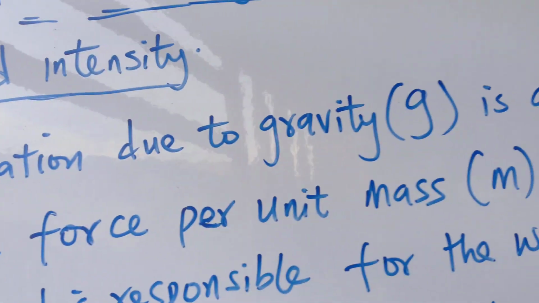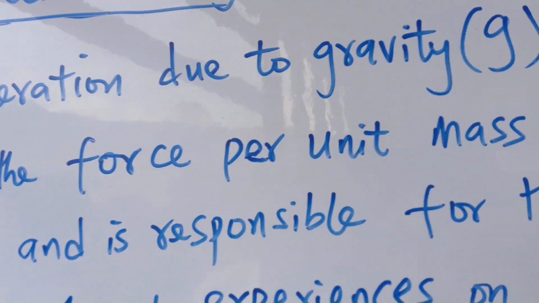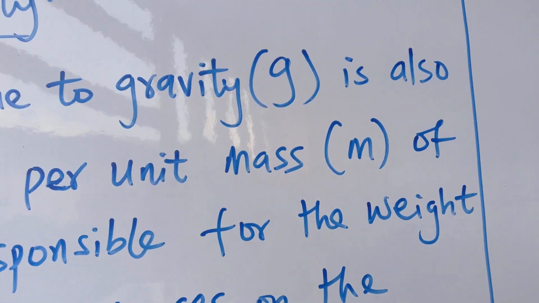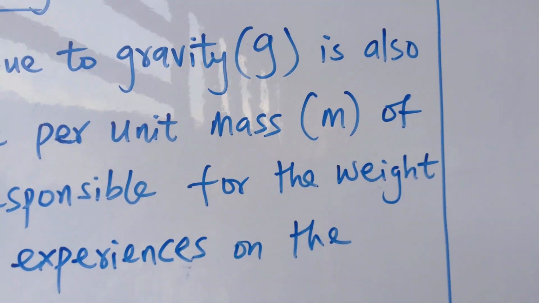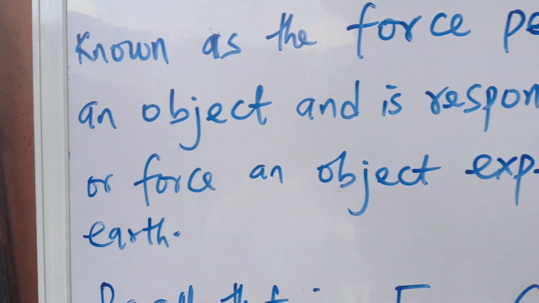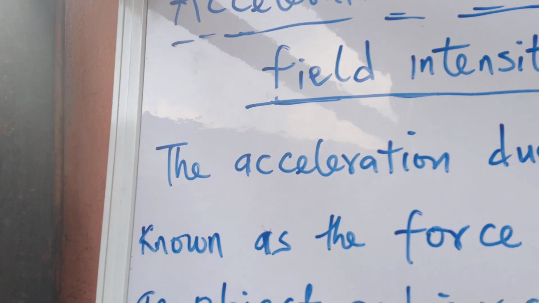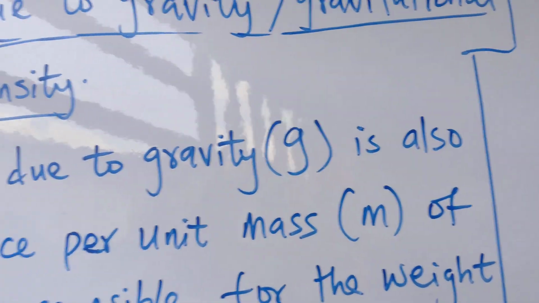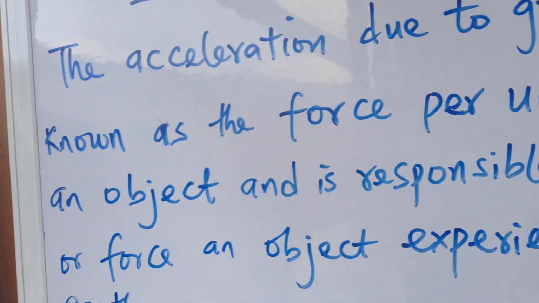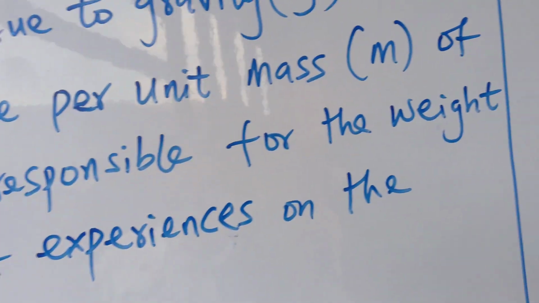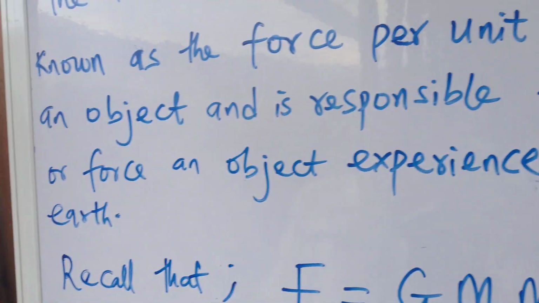The acceleration due to gravity, small g, is also known as the force per unit mass, small m, of an object, and is responsible for the weight or force an object experiences on the earth.